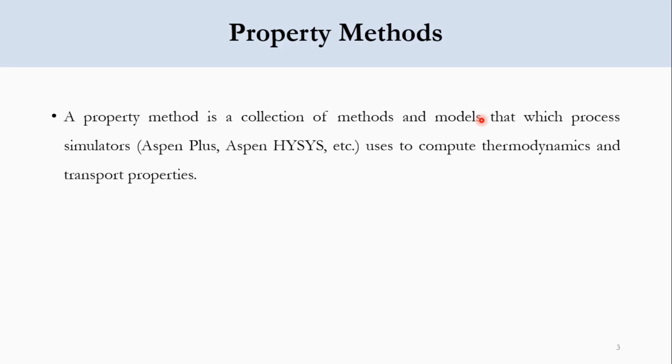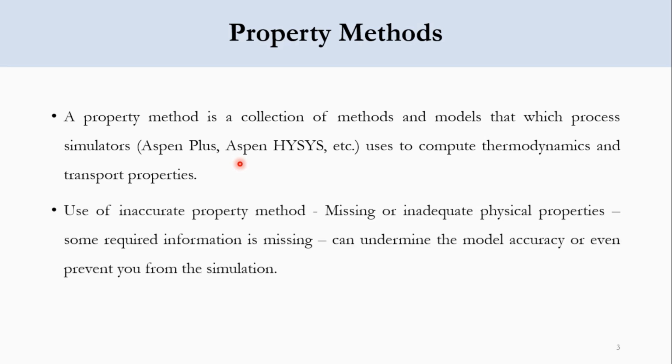So a property method is a collection of methods and models that process simulators like Aspen Plus, Aspen HYSYS, DWSIM, and others use to compute thermodynamic and transport properties. If we use an inaccurate property method, or a method which does not contain the complete information, then the required results will not be achieved, and the reported results will not be accurate or may even prevent you from running the simulation. So the property packages are very crucial.